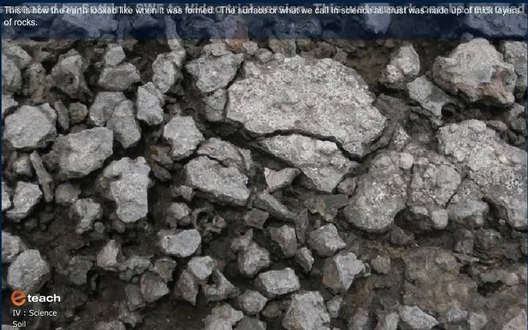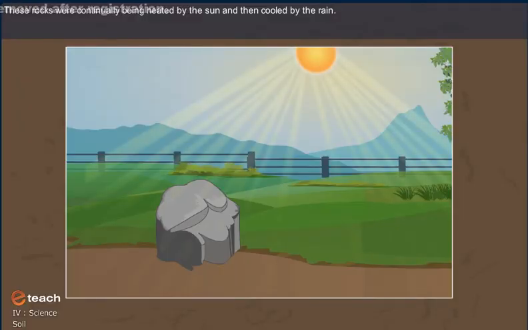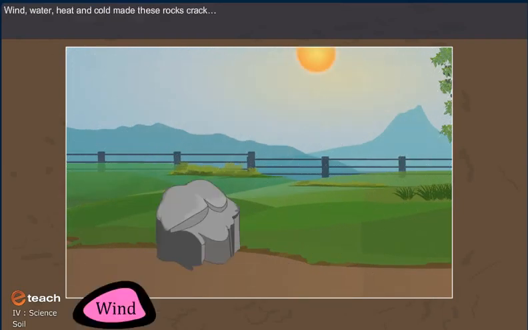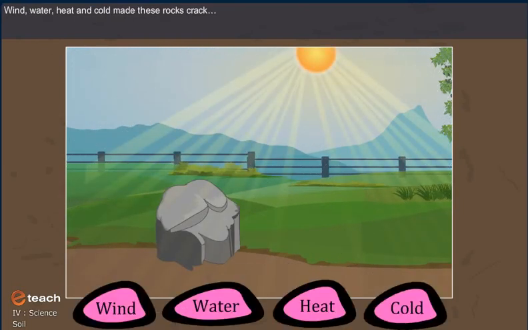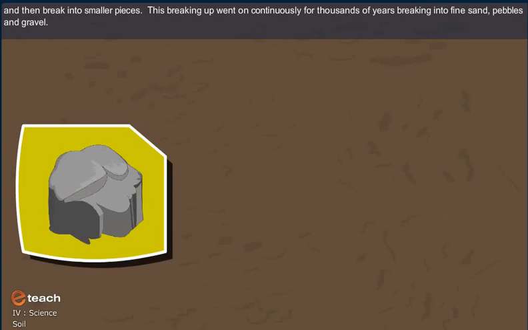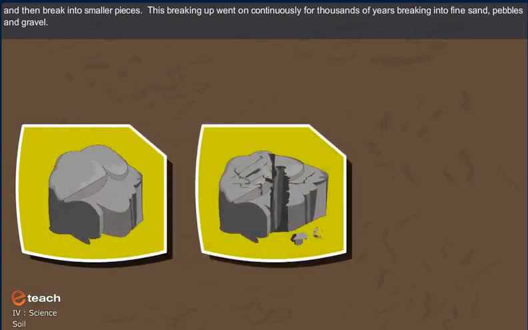This is how the earth looked when it was formed. The surface, or what we call in science the crust, was made up of thick layers of rocks. These rocks were continually being heated by the sun and then cooled by the rain. Wind, water, heat, and cold made these rocks crack and then break into smaller pieces.